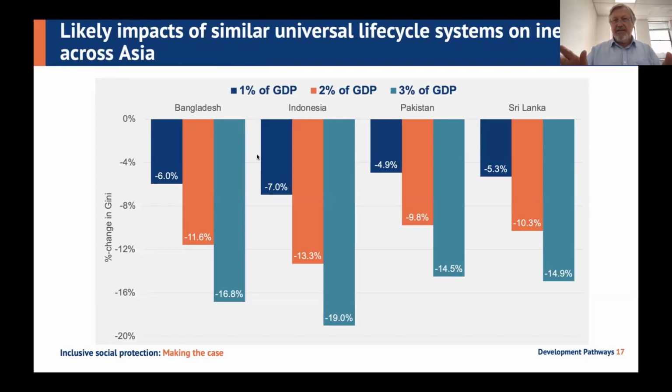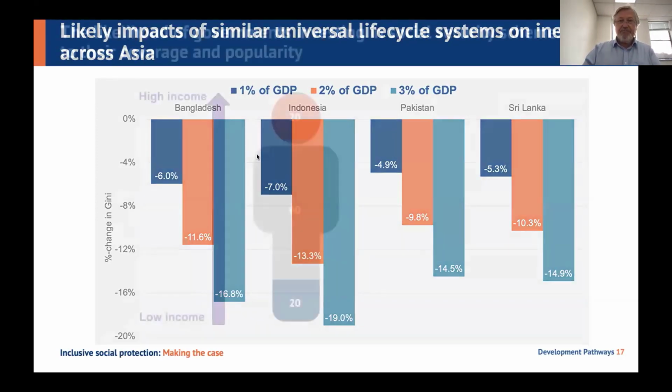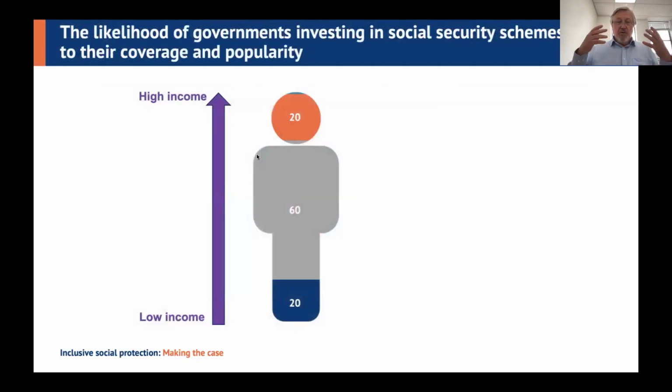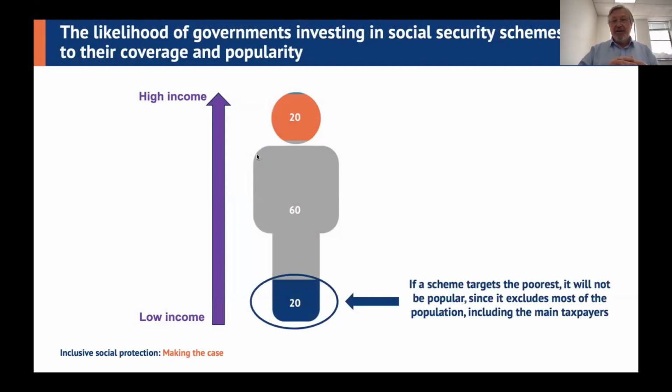We did similar analysis of universal systems at different levels of spending, 1%, 2%, and 3%, in different countries in Asia. And you can see the more you spend, the greater the reductions in inequality. And so what are the challenges that we face? I think the challenge that most countries committed to the poor relief model, just giving means tested programs to the poor, are facing now is that these schemes, if they target the poorest, are not popular.